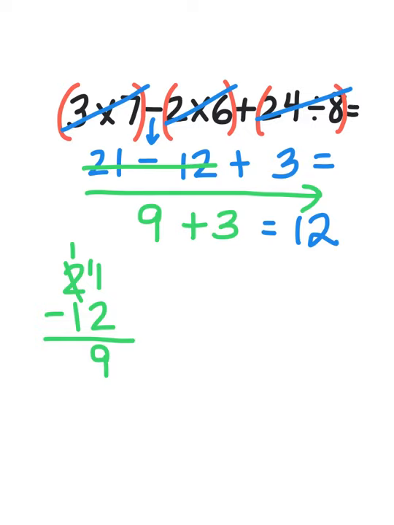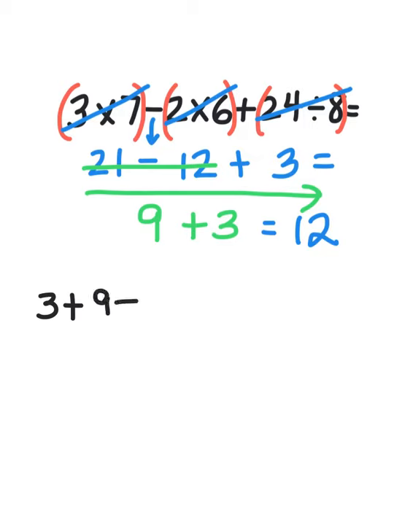Now let's do another problem. We're just going to erase this part here. We'll do it on the same page. This will be our last example today. Let's do 3 plus 9 divided by 3 plus 2 times 30 minus 4.